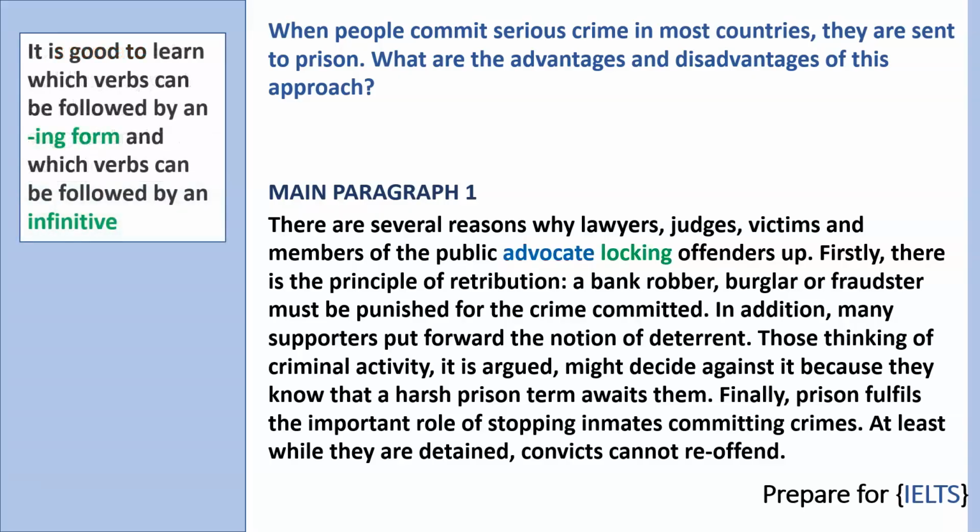And it's really important that you know which verbs can be followed with ing forms and which verbs can be followed with infinitive. So here we have advocate locking offenders up. It's followed with an ing form.